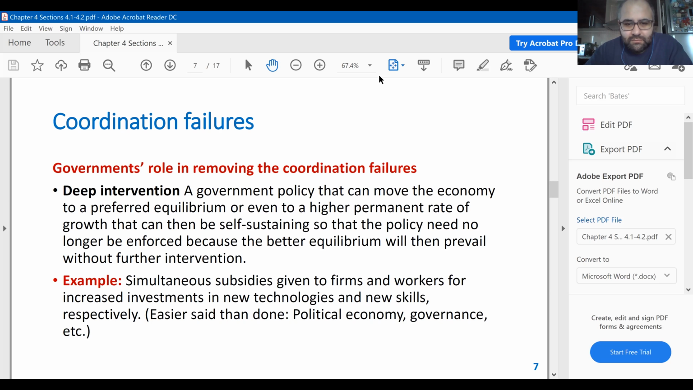So some of you also take my general equilibrium class, right? So this sounds a lot like the second welfare theorem, right? So there is this better equilibrium. Even if they are both Pareto efficient, one equilibrium is certainly better than the other. Imagine that that better equilibrium is, in our earlier example, firms investing in new technology and workers investing in new skills.